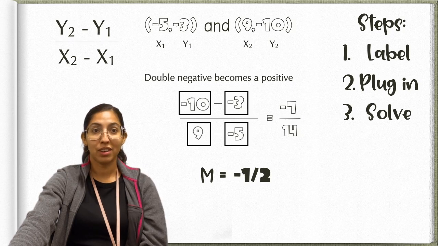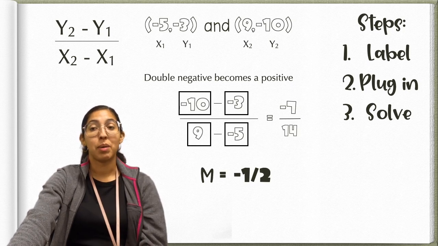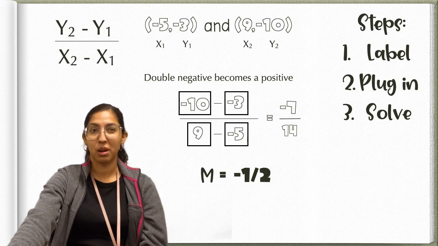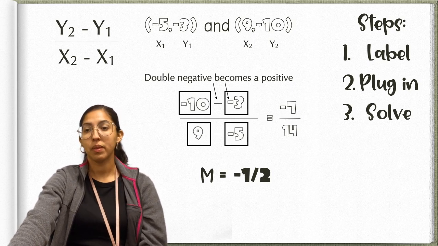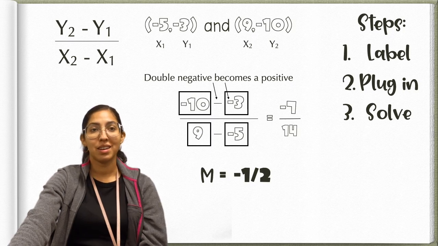If you have a calculator, which you should, I would definitely, just to check myself, type in -10 minus -3, 9 minus -5, just to make sure that I'm doing it right. So those 2 double negatives would become positive. And that is it. Good luck, guys.